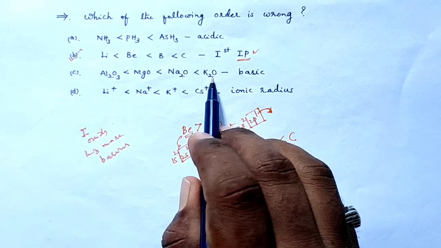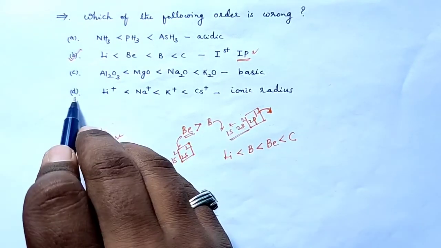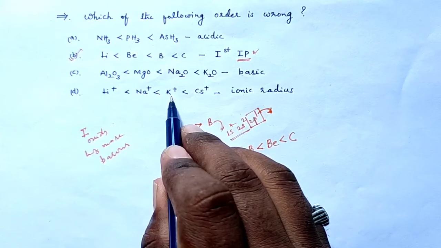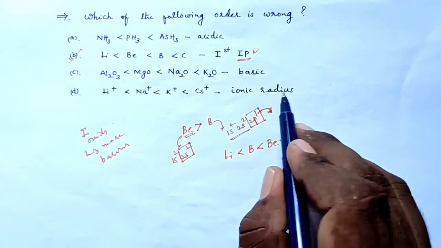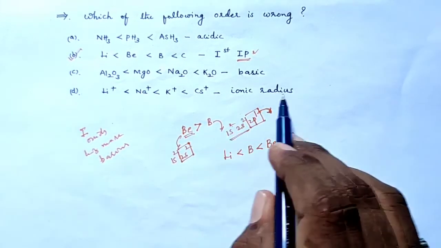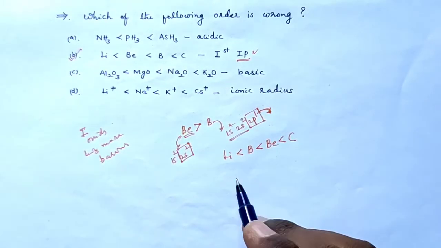K2O, potassium oxide. And the last option, lithium plus is greater than Na plus is greater than K plus is greater than cesium plus. This is ionic radius from top to bottom. In a group, ionic radius increases. Let us discuss one more.